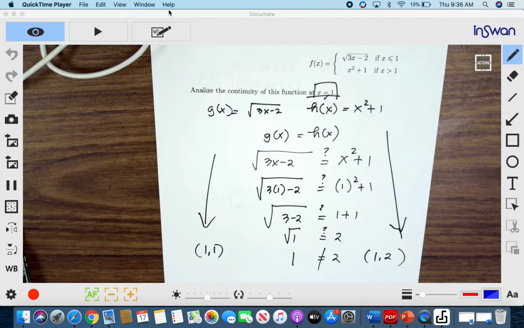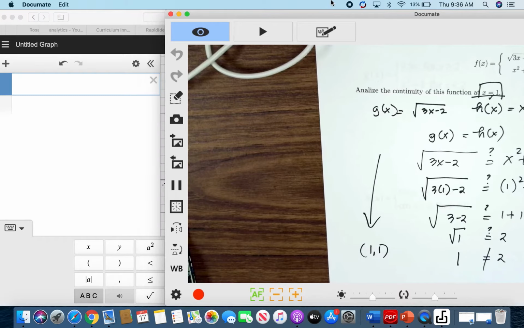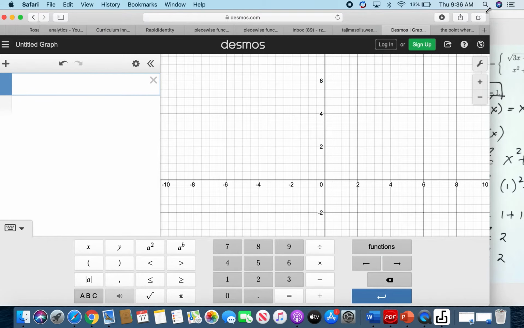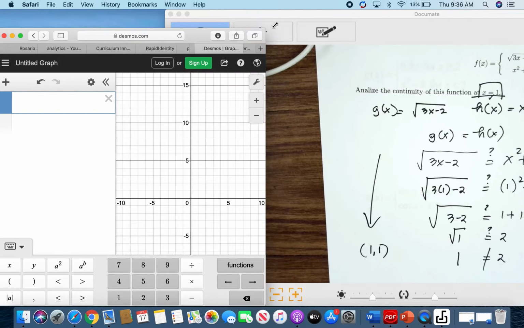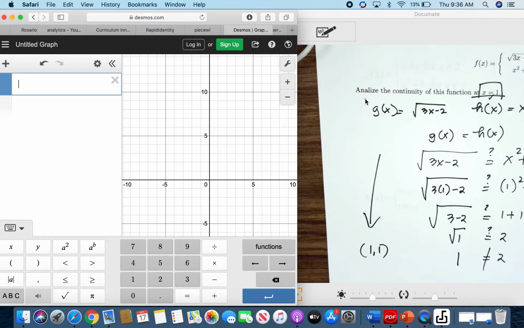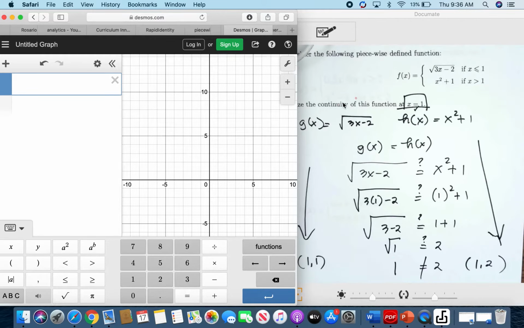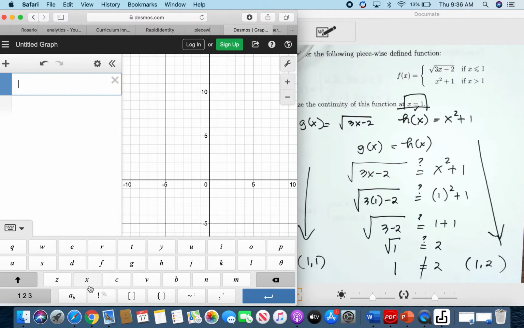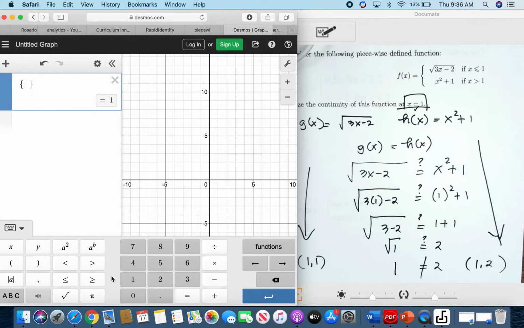We can also prove this by means of graphing. So how do we graph piecewise functions using Desmos? It will be different from when you are using a calculator. So what you should do here is go to your ABC so that you can change your keypad and find this grouping symbol, which is actually braces. And then after that, set first your condition. It's actually the opposite of when you're doing it in the calculator. The condition comes after. In Desmos, the condition will be written first.